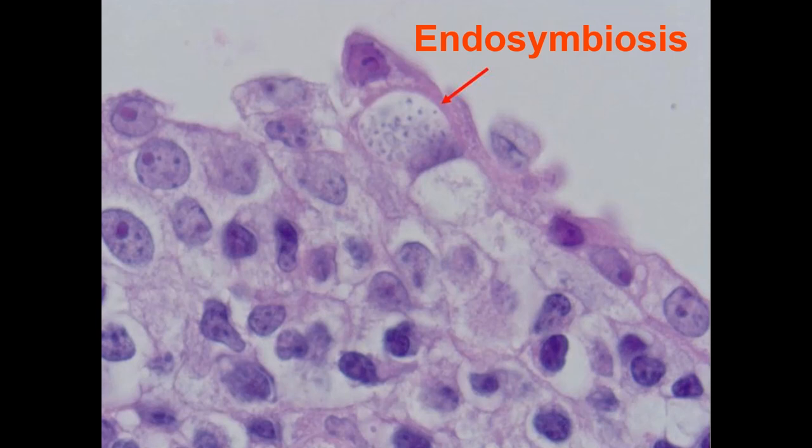So we have cells that line the interior of the urogenital tract in humans. And within these cells, you can see little dots. Those little dots are chlamydia bacteria. These are really tiny bacteria. In fact, they're among the smallest cells. They're almost virus-like in some ways because they can't survive very long outside of a cell.